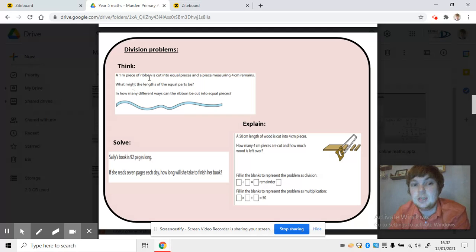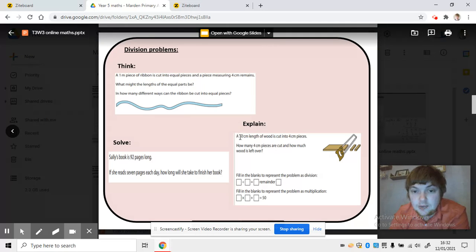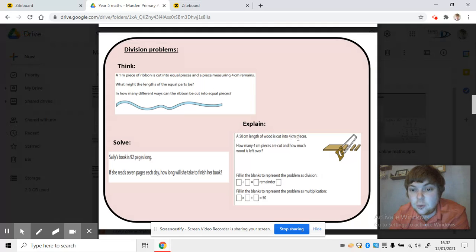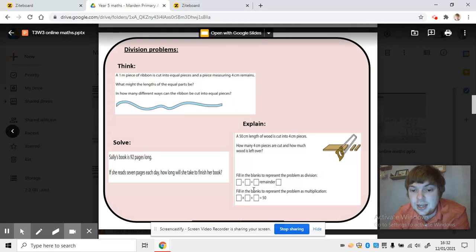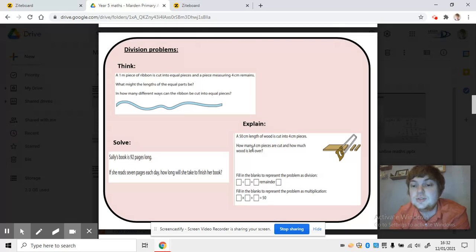Once you've done that, you've got your explain. A 50 centimetre length of wood is cut into 4 centimetre pieces. How many 4 centimetre pieces are cut and how much wood is left over? So you can see you've got an element here to help you support how to work it out. But think, what is your division in there? This is division questions today, so where is the division in that?